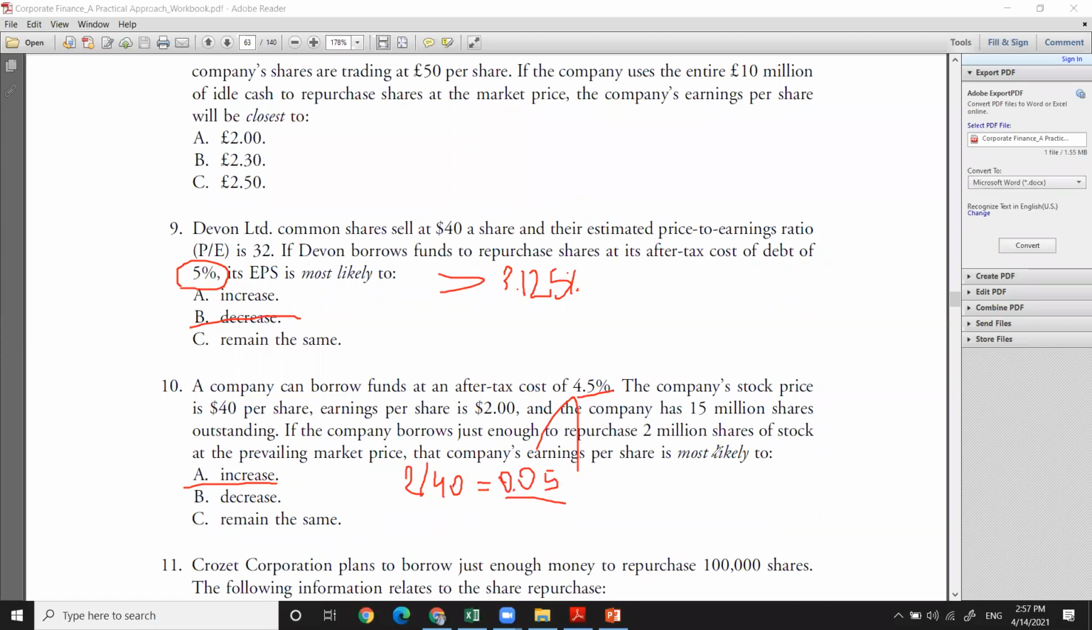Or if you want, you can calculate and you can get it exactly. You will repurchase 2 million shares of stock at the prevailing market price, and we have 50 million shares. So you can easily find the earnings as well, how much your net income will be, and make it in this way to find it. Can you find the earnings yield in here? Who can find the earnings yield in here?